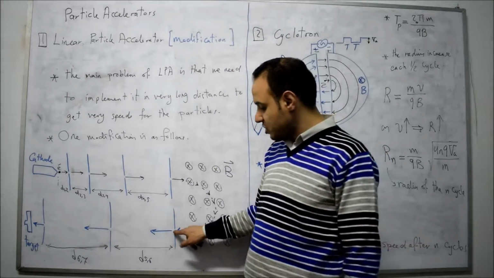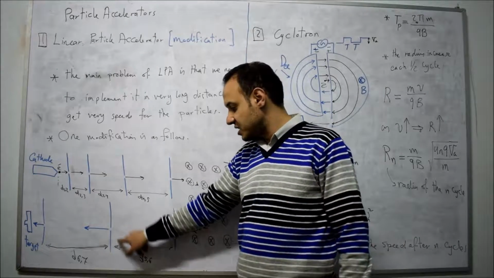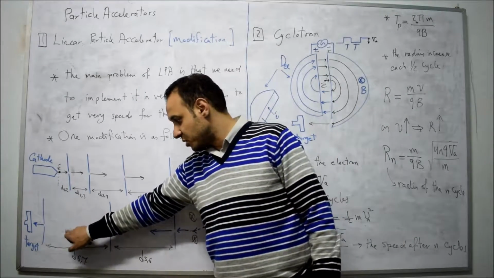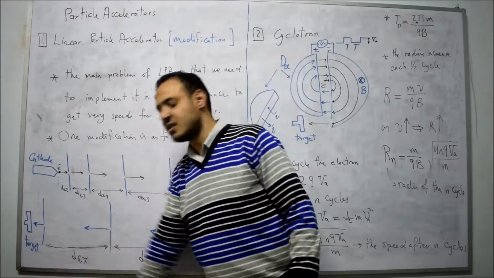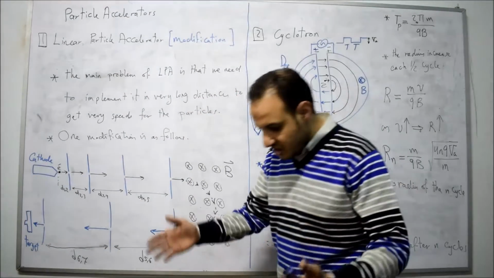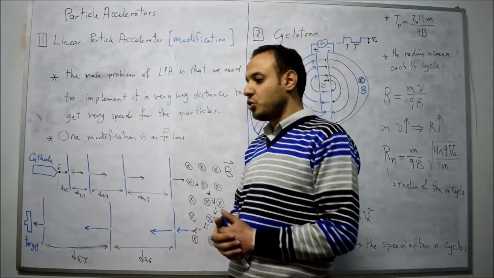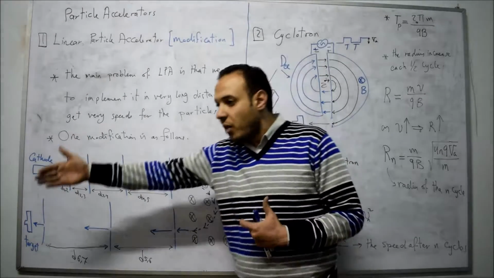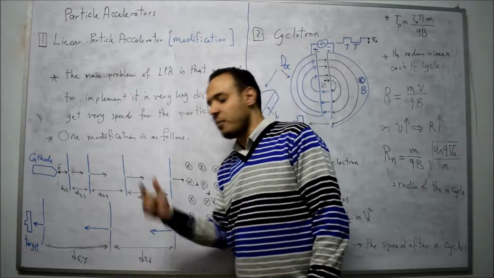So it will move through this hole, will be accelerated by this plate, another acceleration between these two plates, until it hits the target. So for example, if the original linear particle accelerator needs to be implemented in 1 mile, now it can be implemented in just half a mile.